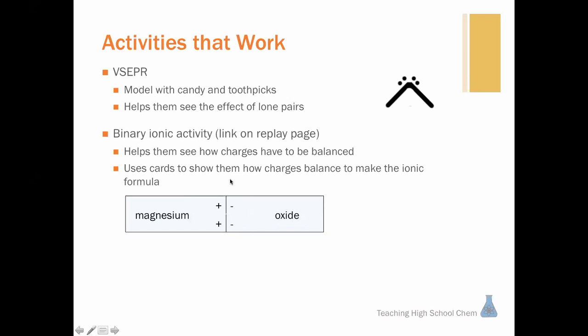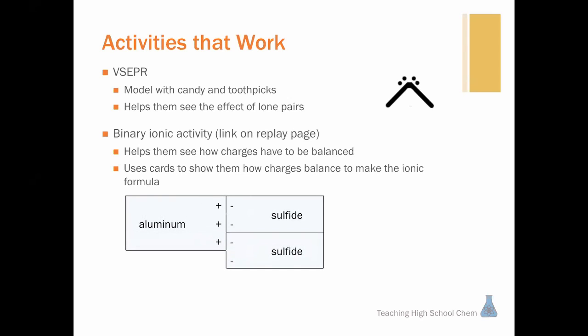The one where kids get stuck is when they get to aluminum sulfide in the activity. They get the aluminum card, they add a sulfide card, and they're like, oh, wait, we're still short of charge. They add the second sulfide charge, and they're like, wait, we're still off. What's wrong? And then they see, oh, wait, we have to add an extra aluminum and an extra sulfide. Now we get this formula.